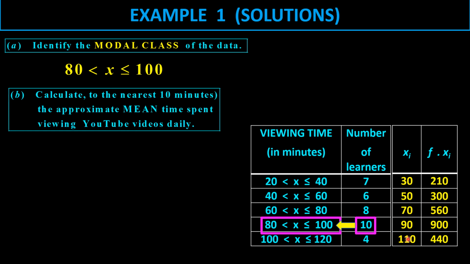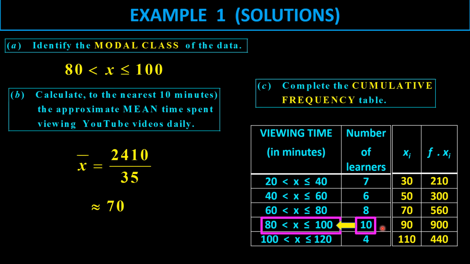Right? So we find the midpoints and the products, and once we get that, we need to find the sum. So we find the sum of the products, that is 2,410, and the total number of the frequencies is 35. And if we calculate that, that gives us 70. Okay. So that is the approximate mean, 70.